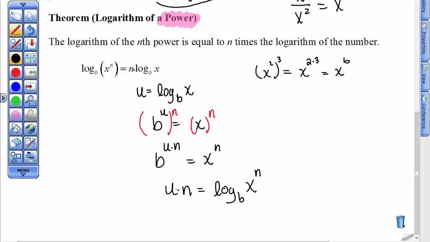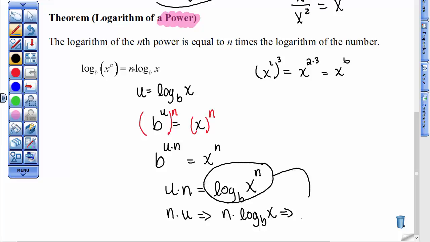See this n in front, u times n? I'm going to think of it as n times u. And then I'm going to keep going further here. So n times u, which is the log of x where the base is b, is equal to the log of x to the n power, where the base is b. So bottom line is whenever I have the log of something that's raised to a power, I'm bringing that power down in front because it's easier to work with, and it's going to be very, very helpful.